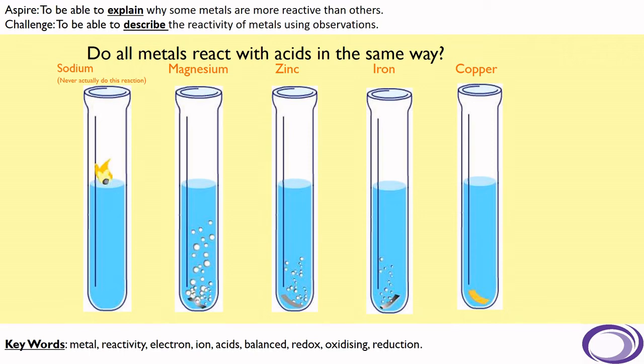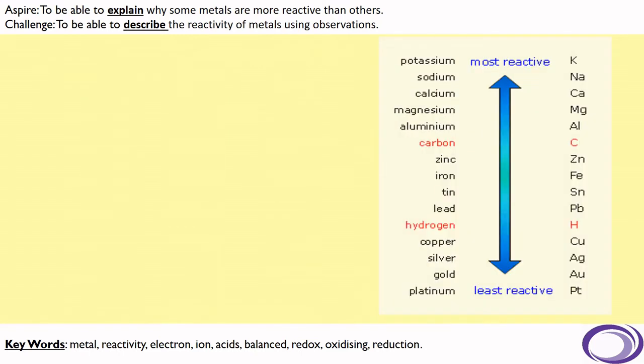I would never use sodium with acid because it would be too violent of a reaction, because sodium is more reactive than magnesium. But the question here is, why did copper not react? And it's due to the reactivity series. You may remember from a previous lesson that we place two non-metals into this reactivity series, carbon and hydrogen, and we place them there for comparison reasons.